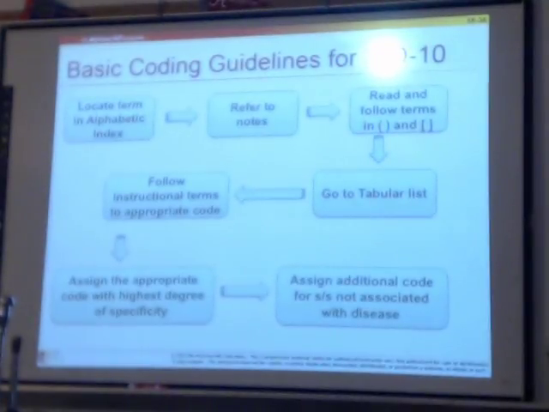Okay, I'm going to click past, but this is what I want you to think about here. Basic coding knowledge. The first thing you need to know is what's going on with your patient. When you know what's going on with your patient, then you're going to look it up in that alphabetical index. You're going to go back to the tabs, and you're going to each section, and you're going to read the notes. Then you're going to follow the terms. Are there brackets? Are there parentheses? What are the directions that it gives you? And then you're going to read under it for any information that it says and give it the highest specificity possible.